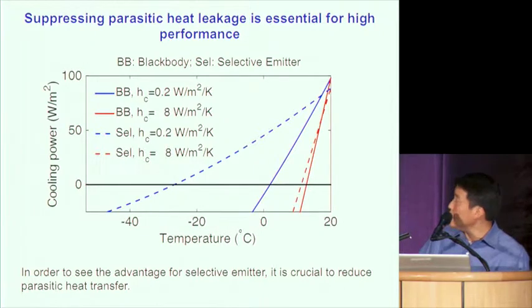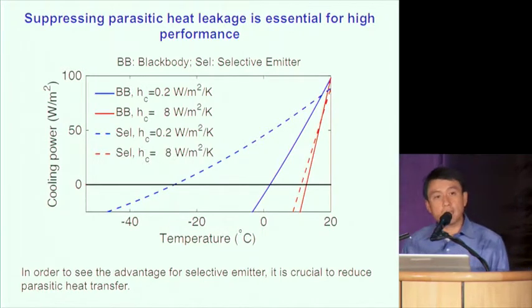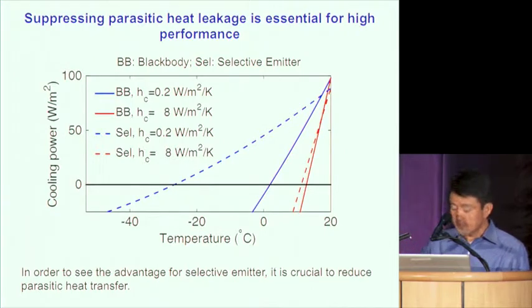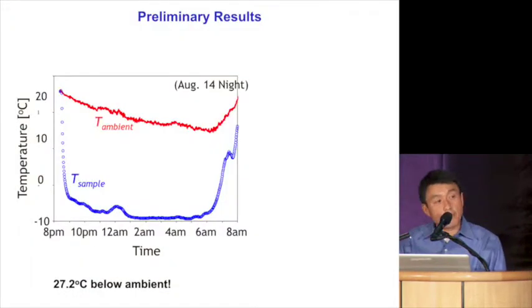On the other hand, if you can very substantially suppress the parasitic heat leakage, then the difference between the blackbody and the selective emitter will be extremely substantial. And again, we are talking about potentially, at Stanford, on the order of 50 degrees Celsius reduction from the ambient air temperature, theoretically. So with that as theoretical guidance, we then set out to carry out some experiments.